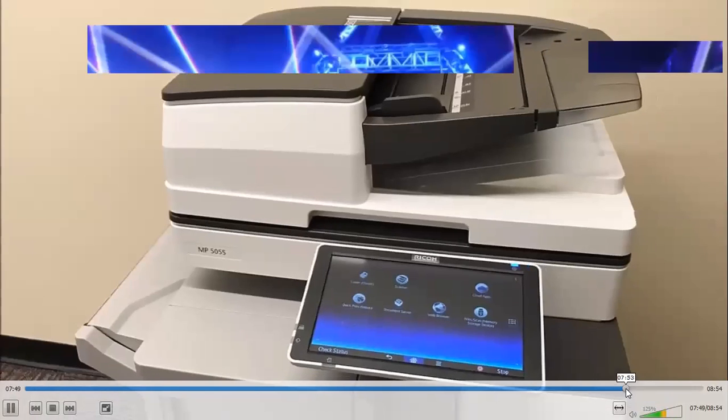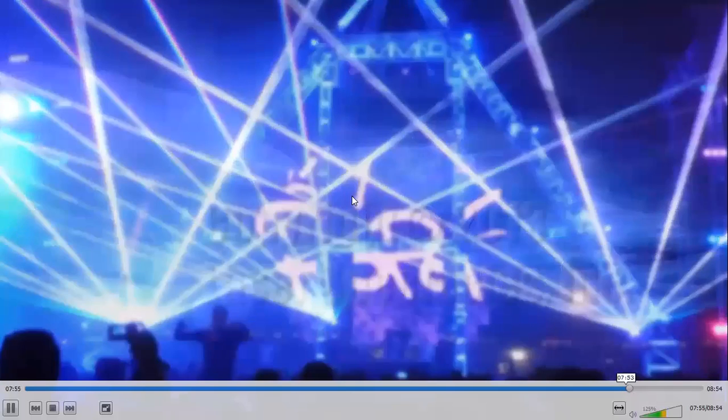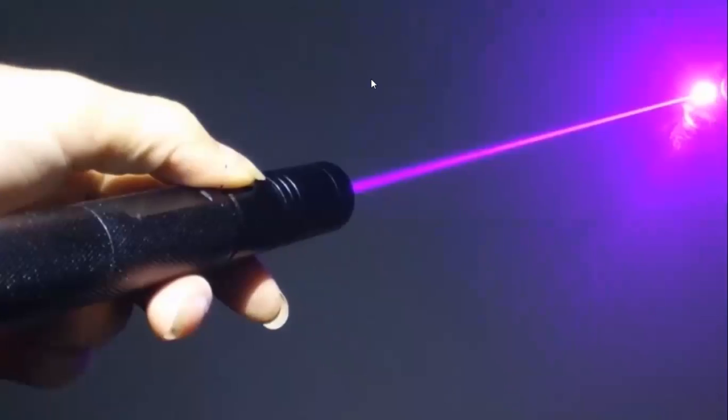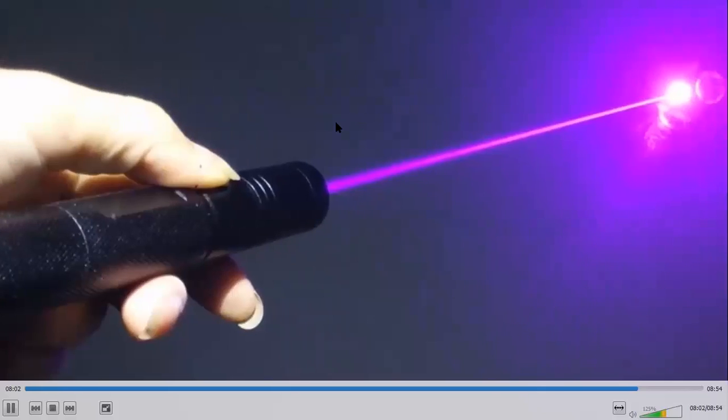Entertainment such as laser light shows at concerts, and I think that some laser pointers would also fall under this category, as many people do own them for the sole purpose of entertainment. But anyways, that's going to wrap up my 15 practical real world uses for lasers.